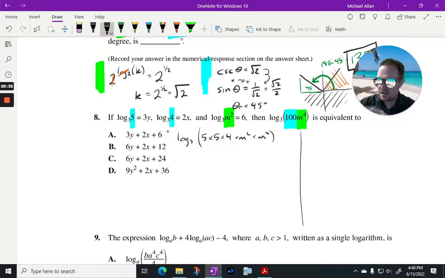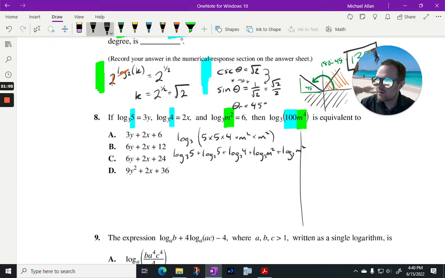Because our log laws say that when I'm multiplying things inside of logs, I can separate them into addition. Usually we go the other way, where we bring them together, but we can always separate them. So this is log 5 plus log 5 plus log 4 plus log m squared, and then log m squared.